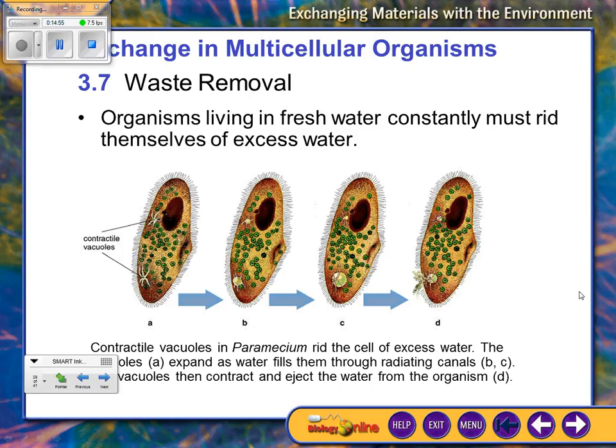So where is there a higher water concentration? In the cell or out of the cell? Out of the cell. The water's going to move from a high concentration to a low concentration. Is the water going to come in the cell or out of the cell? In. Is this going to be a problem for the paramecium?